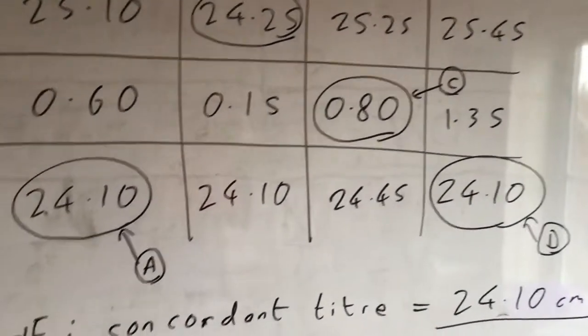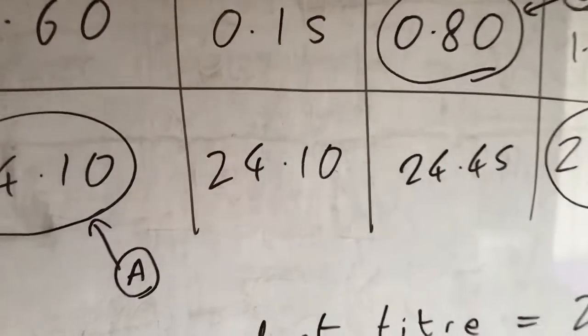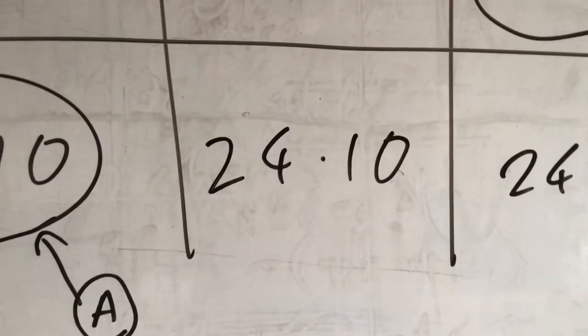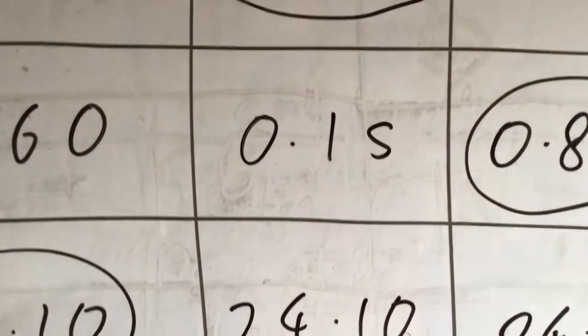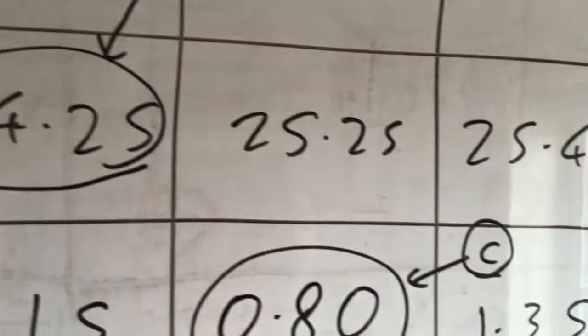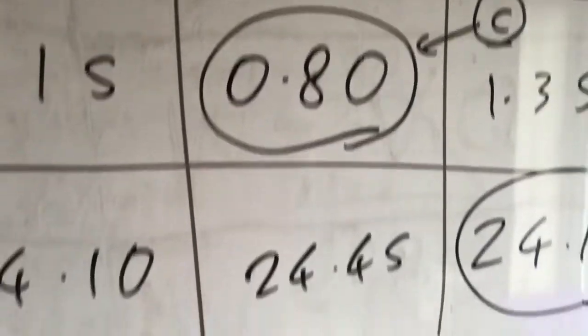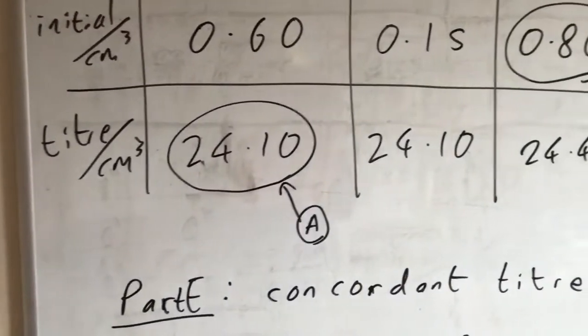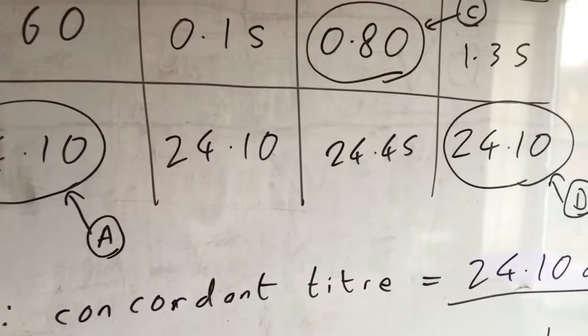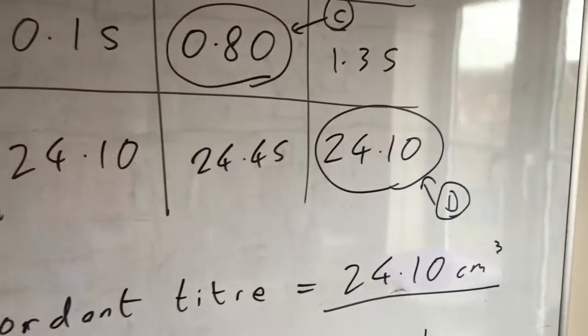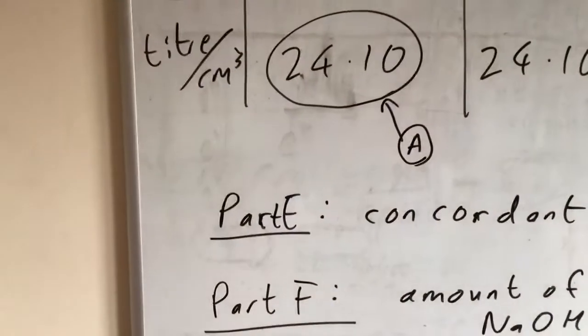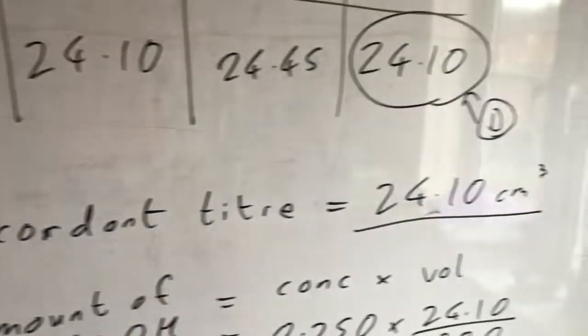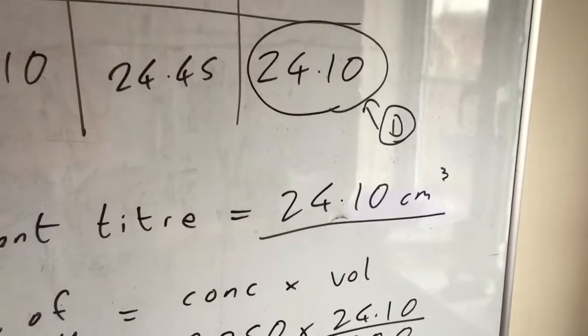Do notice that in titrations we always record to 2 decimal places, where the second decimal place is always a 0 or a 5. Now the concordant titra, if you look along here, 24.10, 24.10, 24.45, so that's anomalous, 24.10, so our concordant titra, and the answer to part E is 24.10.